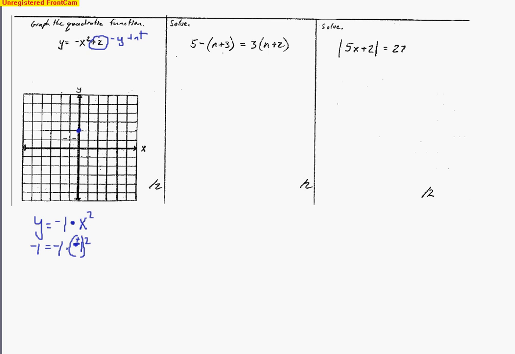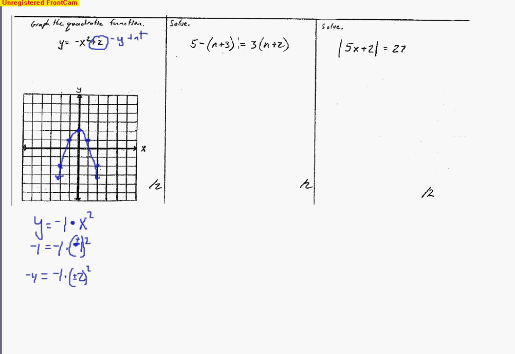So over 1 space brings you down 1 space. Over 2 spaces, either to the right or to the left, is going to end up bringing us down 4 spaces because we're multiplying by that negative. So over 2 spaces from the vertex, down 4. And then we put the 2 dots right there, and we've got our parabola. So that's all you're doing for number 7, is sketching a parabola.